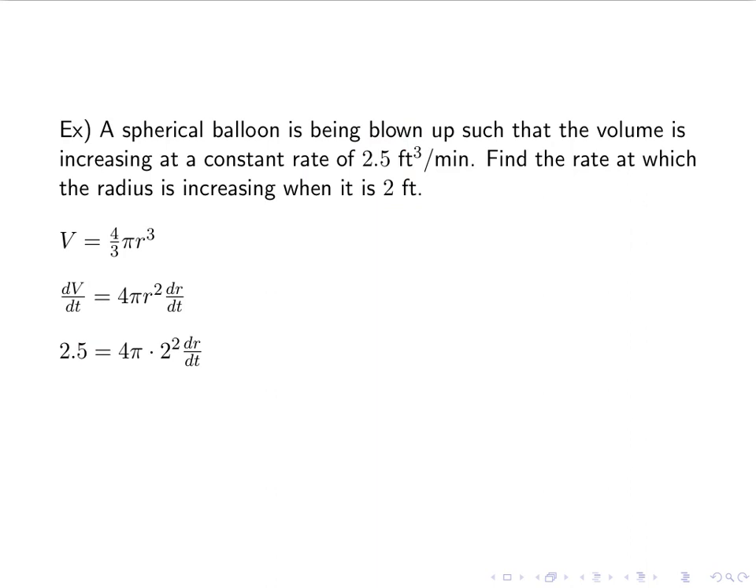So I plug everything in, and then I solve for dr/dt. And I can either leave it as the 2.5 over 16 pi, or I can plug it into my calculator to come up with a decimal. So it's approximately 0.050 feet per minute. And again, radius is feet, time is minutes, so feet per minute.